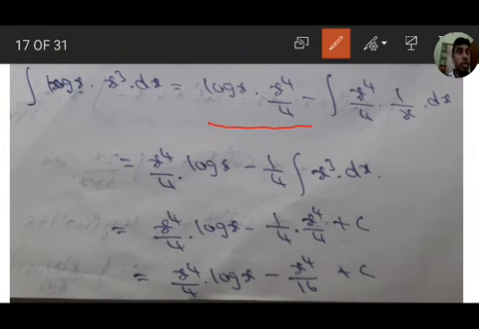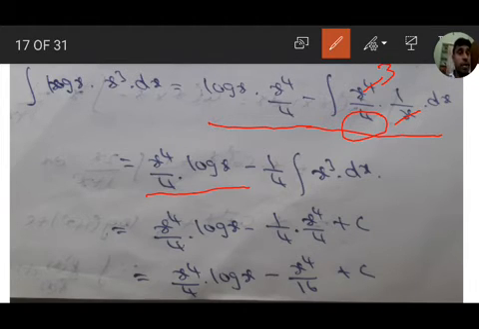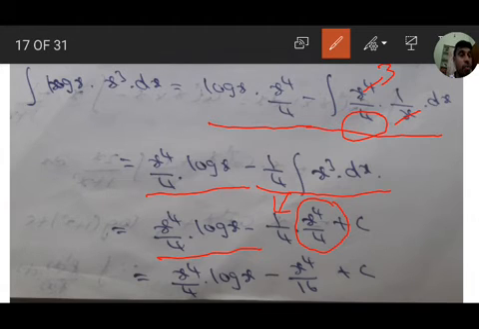So log x into x to the power of 4 by 4 minus integration of x to the power of 4 by 4 into 1 by x. This 1 by x and x to the power of 4 give x cube, and 1 by 4 is outside. So x to the power of 4 by 4 into log x minus 1 by 4 outside, integration of x cube dx. Integrating x cube again gives x to the power of 4 by 4, so 1 by 4 into x to the power of 4 by 4, that is 4 into 4 is 16. So x to the power of 4 by 4 into log x minus x to the power of 4 by 16 plus c.